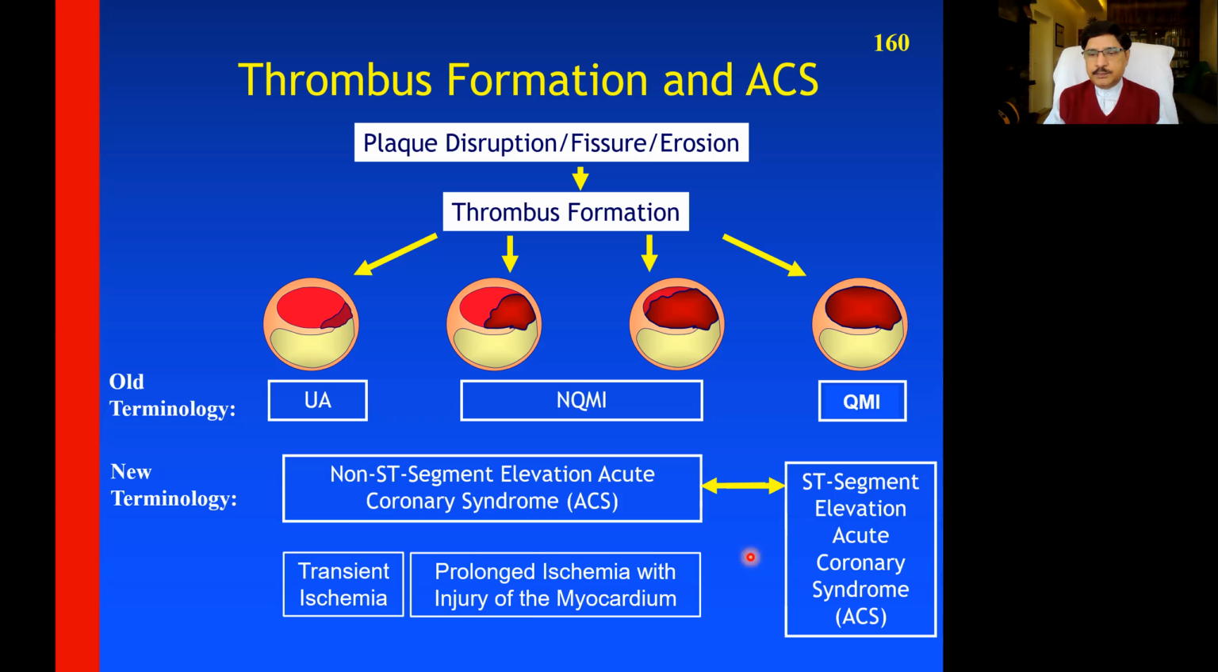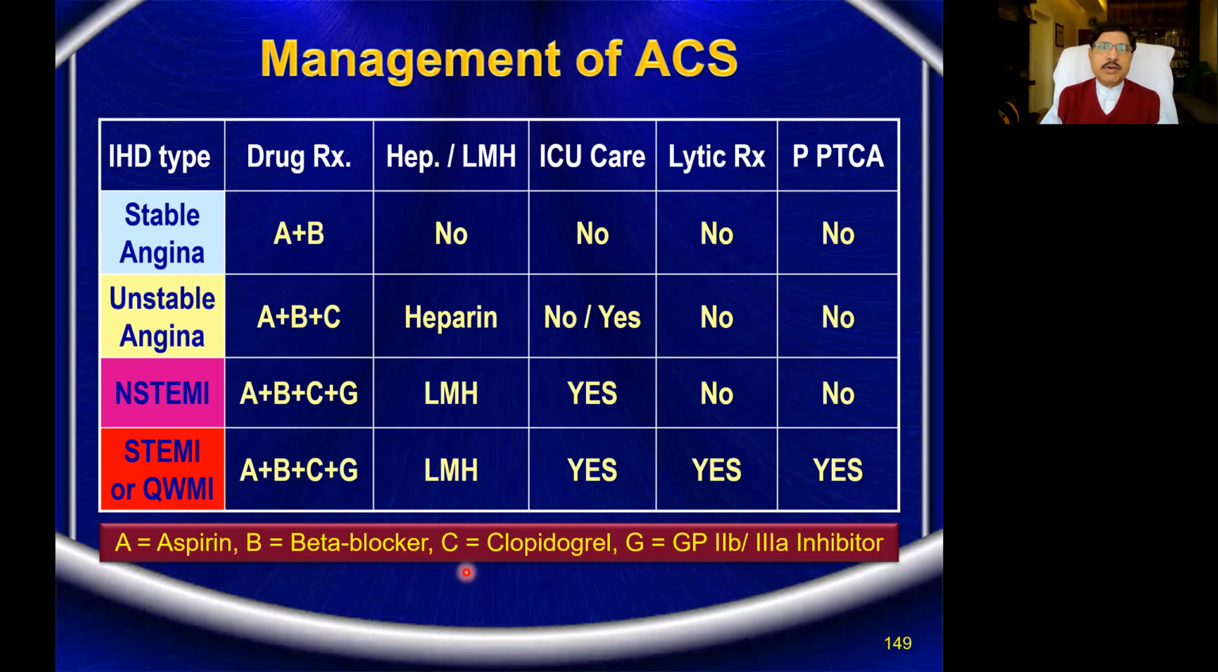So let's go further. What is the treatment? Stable angina, unstable angina, that is transient ischemia, and then injury with ischemia, prolonged NSTEMI, and injury, ischemia, and infarction. All three are added there. Infarction is added because of the transmural nature. That is STEMI.